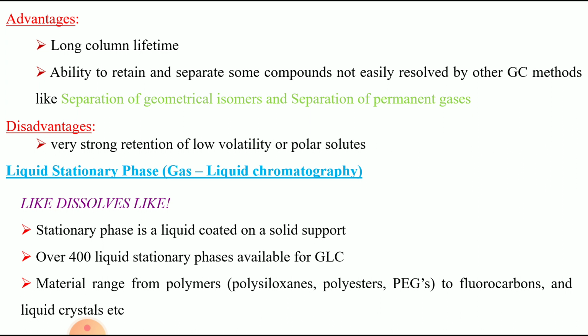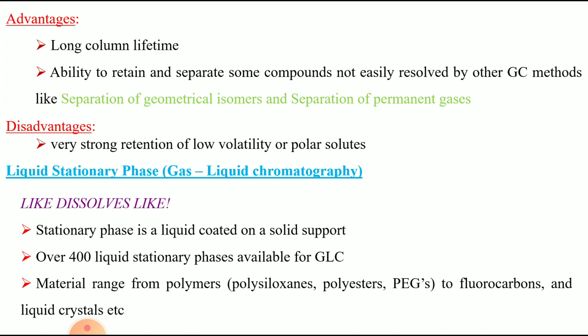A disadvantage of gas solid chromatography is the very strong retention of low volatile or polar solutes. Now the liquid stationary phases which are used in gas liquid chromatography. In this, the liquid stationary phases are coated on a solid supporting material like fused silica. Around 400 to 4000 liquid stationary phases are available. These are the most commonly used stationary phase materials to pack in the GC columns.